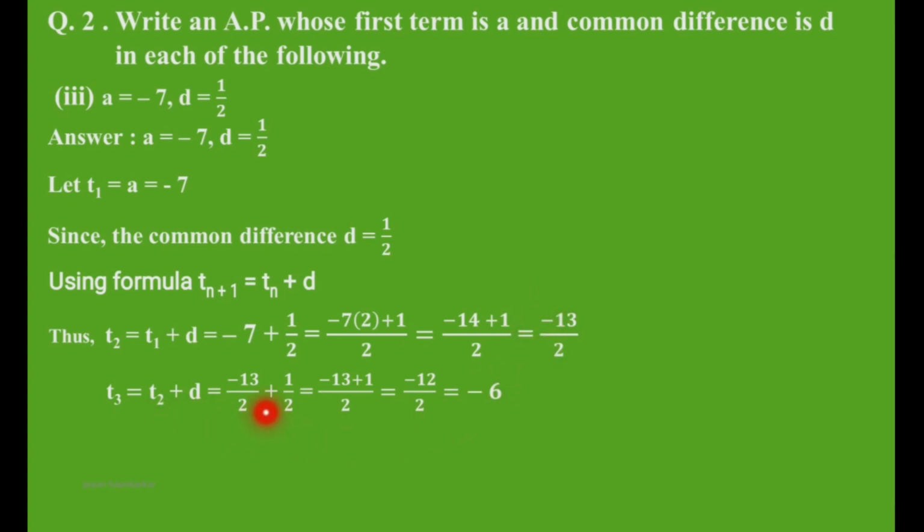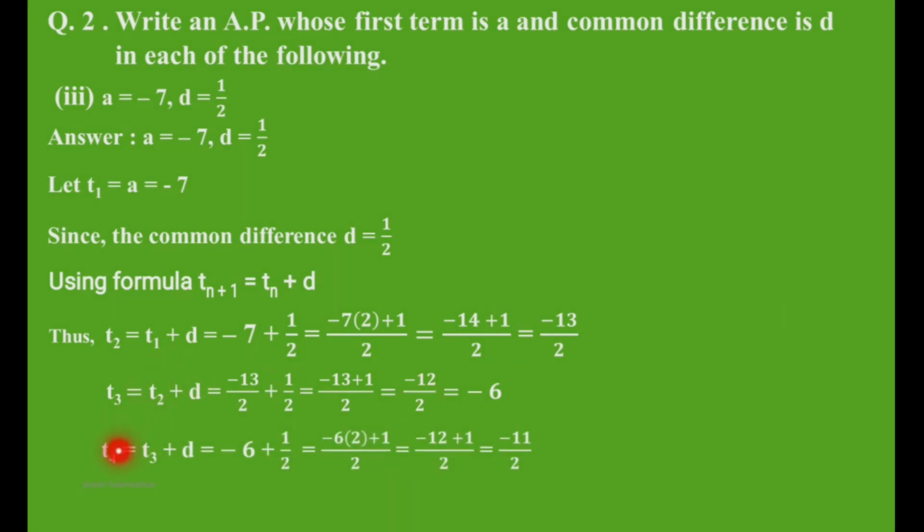So replace this T2 by minus 13 by 2, and d is 1 by 2. Now base is same, so we add the numerator. So we write in numerator minus 13 plus 1 upon 2. So we get here minus 13 plus 1, which is minus 12. So minus 12 upon 2 we get minus 6. This is third term. Now we find fourth term.